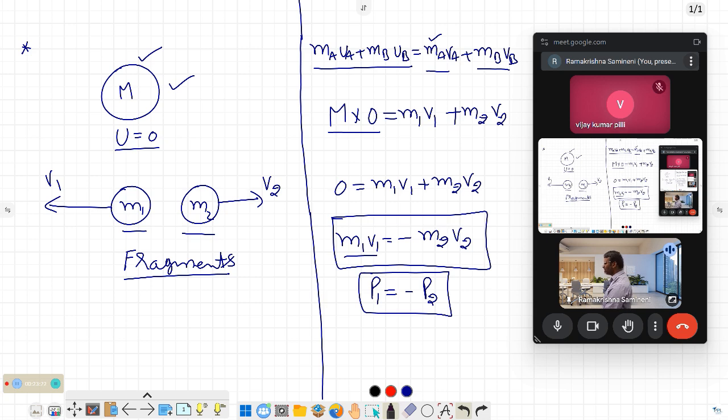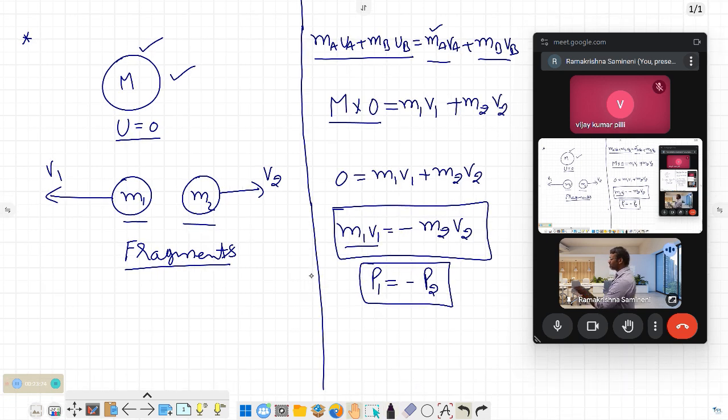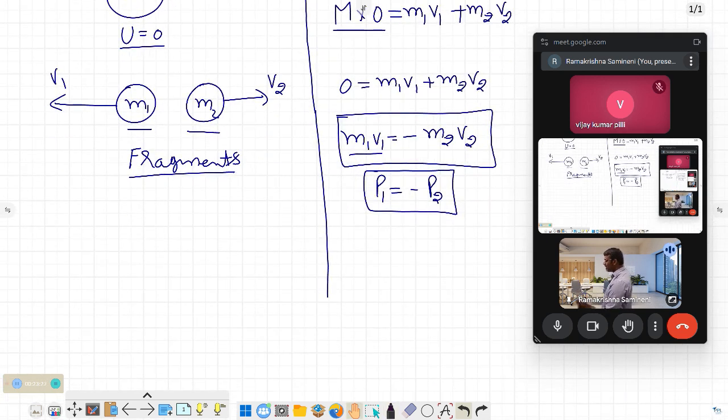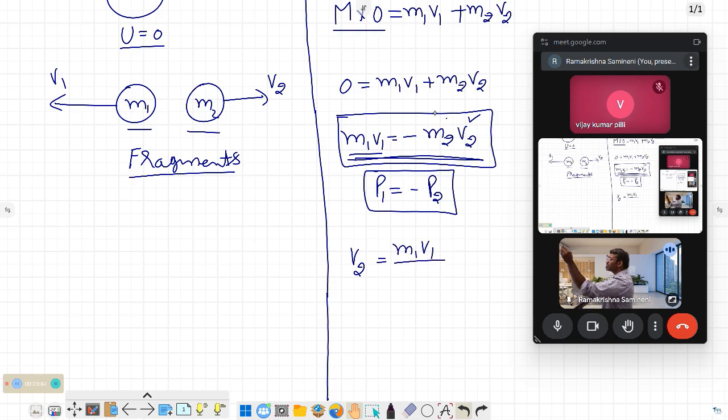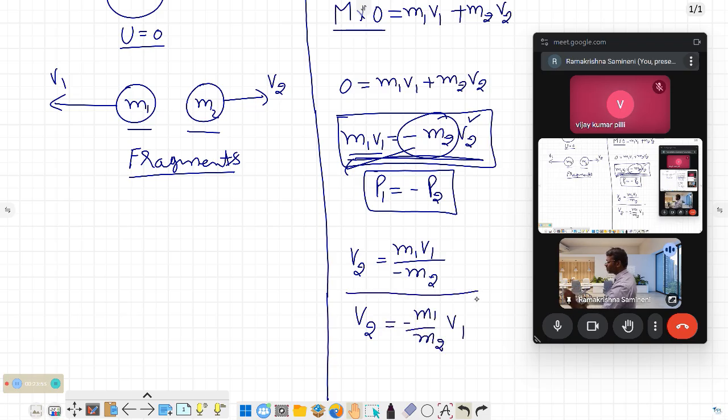If you want to calculate the speed of any one fragment, suppose I want to calculate the second fragment speed after blasting, that is v2. How to calculate v2? From this equation, v2 is equal to m1 v1 on this side, total, and minus m2 made this side. So v2 is equal to minus m1 by m2 into v1. This is the way you can write the equation. This is called the velocity of the second fragment.